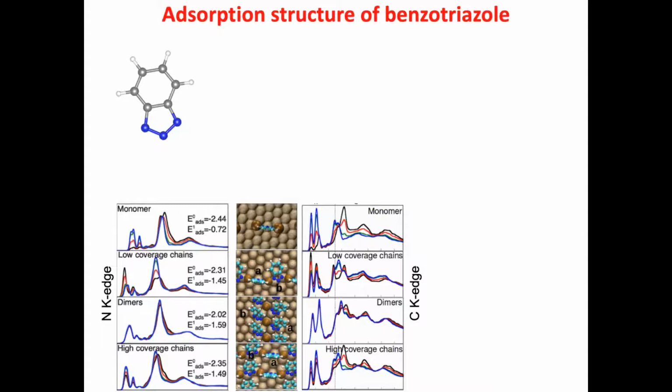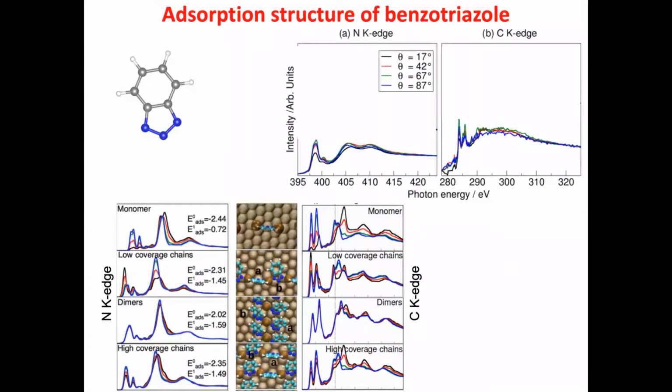So now we look at the NEXAFS. The way the NEXAFS works, you see there are all these angles here. Each line corresponds to an angle. The X-ray is shone onto the system at a specific angle, and by varying the angle, we get different spectra. And this gives us information basically on the tilting of the molecule. Now, again, what we did, we compared the spectra. These are for probing the nitrogen, and these are the spectra for probing the carbon. These are the theoretical ones, and these are the experimental ones.